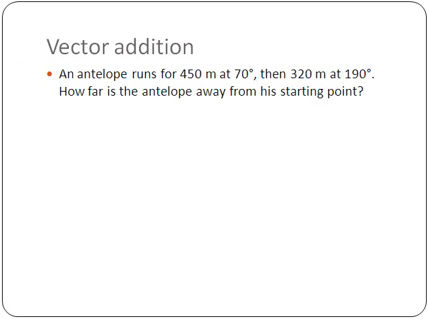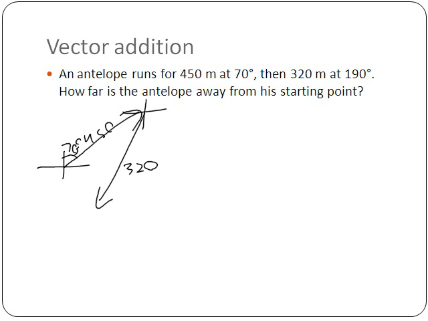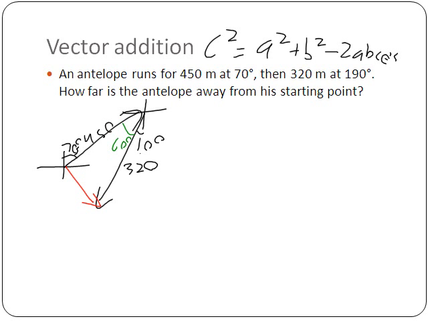So what we have here is the antelope starts off right down here. He's going to run 450 at 70 degrees. Then he's going to run, same here, coming down like that, 320 at 190, which is 10 degrees in there, which means we've got a resultant that comes down here. We've got this angle right here, which we already figured out has to be 60 degrees. But back to our law of cosines again, and I made a mistake on that last time. C squared equals A squared plus B squared minus 2AB cosine of angle C. Okay? And so that's our law of cosines.